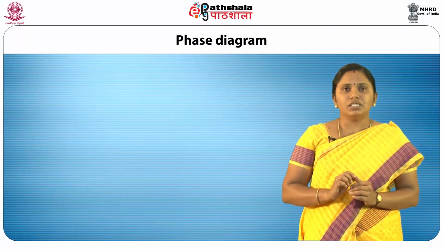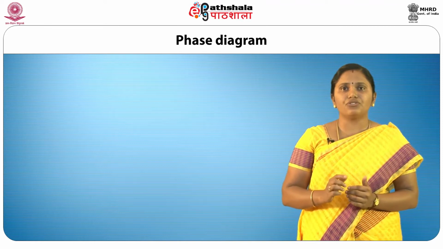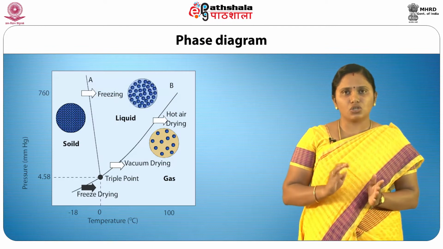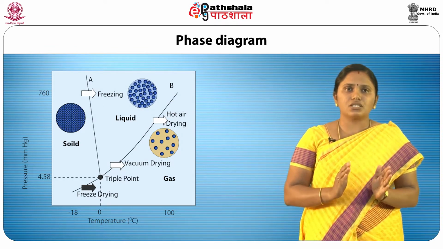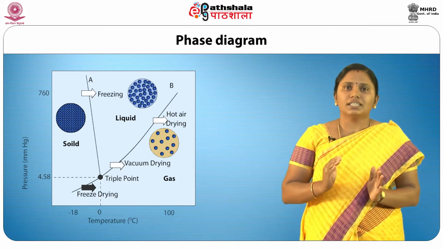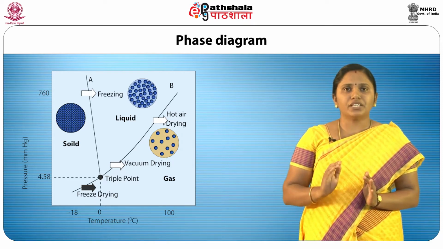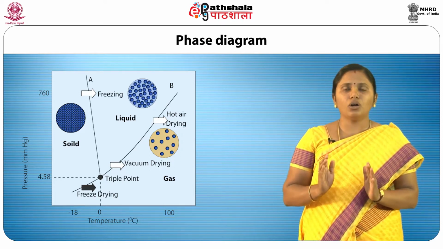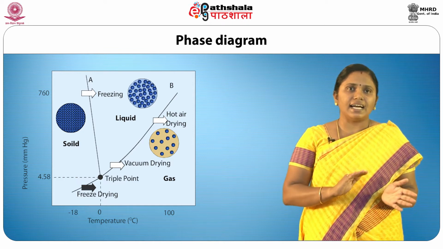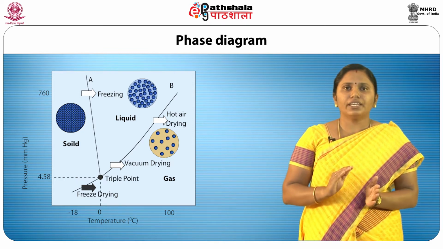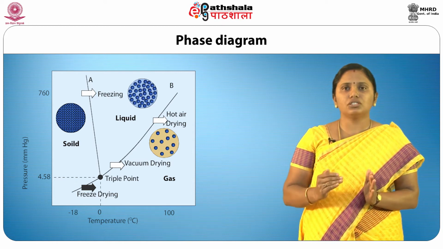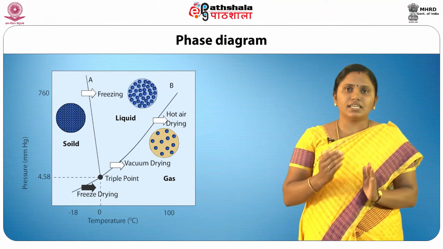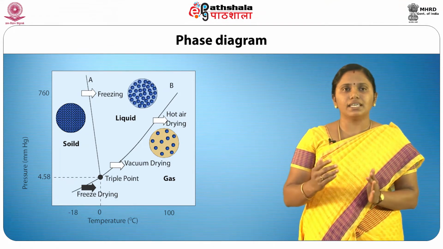The phase diagram is an important aspect which explains the phases of water. The temperature and pressure at which the solid, liquid and vapor phases of a pure substance, that is water, can coexist in equilibrium is called the triple point. In the phase diagram, hot air drying occurs in the gas and liquid phase. Vacuum drying takes place under reduced pressure in the gas and liquid phase, and freeze drying occurs in the phases of solid and gas by sublimation.